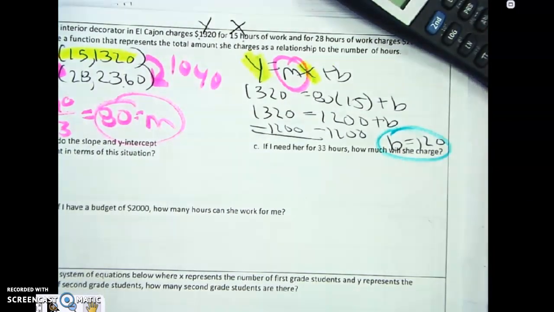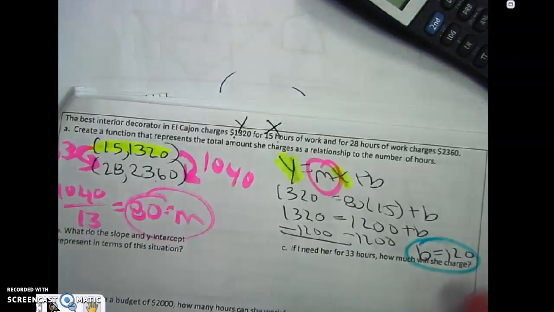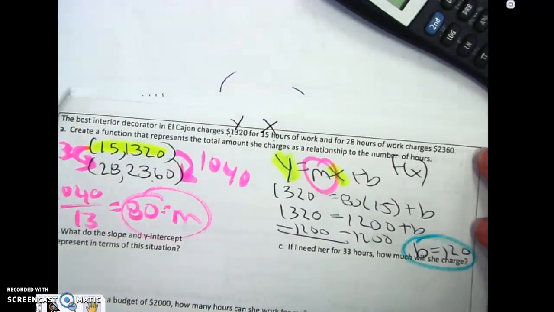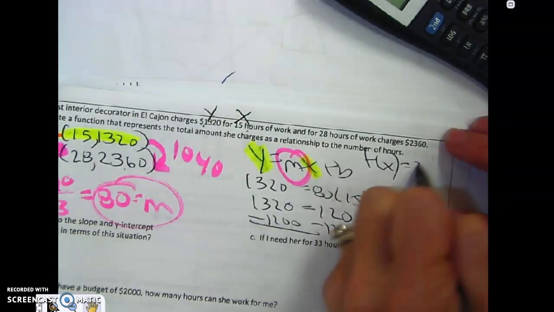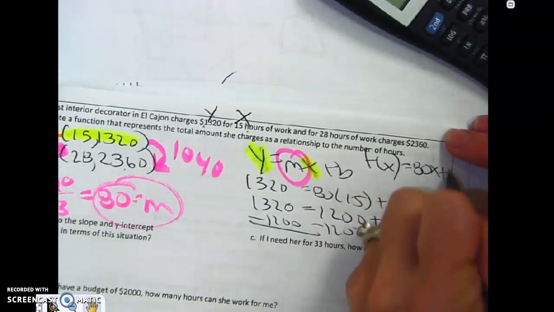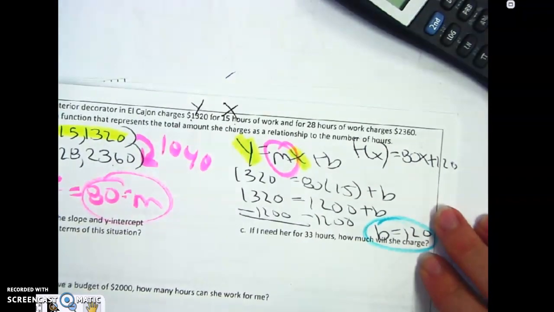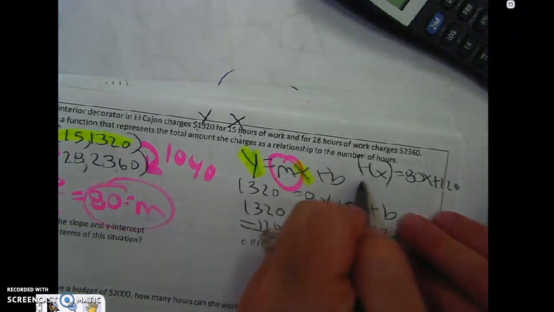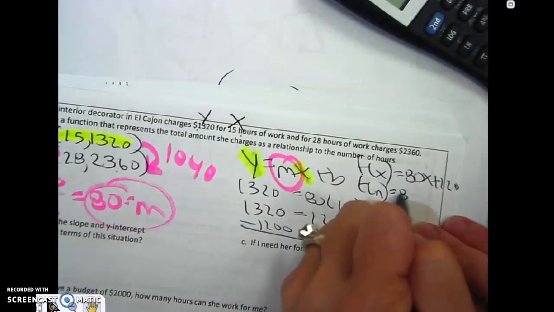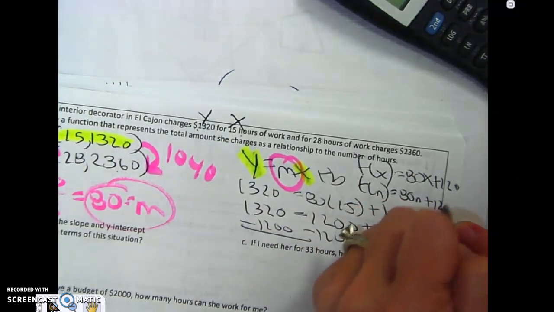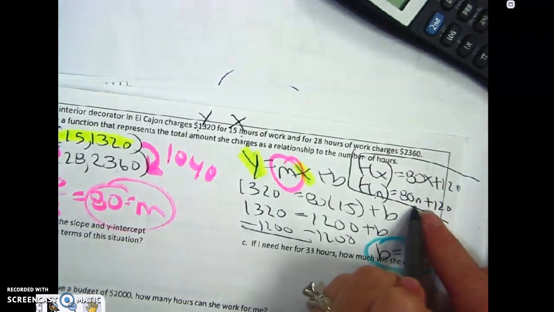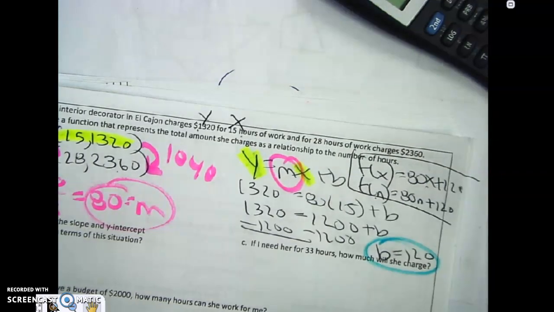I got my pink, I got my blue. It says create a function. Because it says create a function, I have to use f of x. I can't use y equals. So f of x equals 80x plus 120. If they want it in terms of t of n, that would be t of n equals 80n plus 120. So a mistake some people made: if that's an n, that's got to be an n. If that's an x, that has to be an x.